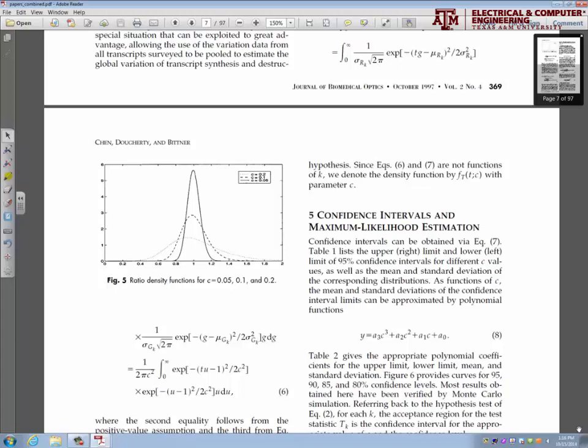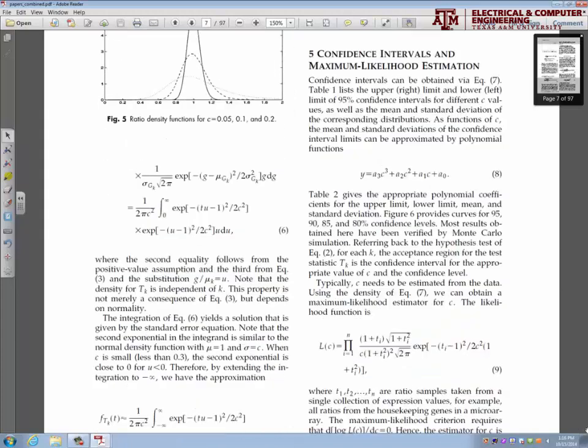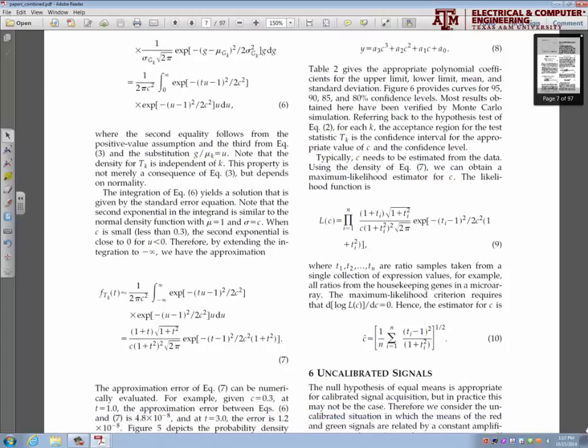Now, he tells you that the second equality follows from the positive value assumption. Now I have to go from this equation to that 7. What I showed in the explanatory material is how to go from 6 to 7. You need to read the paper in order to understand all the details. I'm trying to give you the big picture and put in some of the steps, but you actually need to sit down and read the paper.